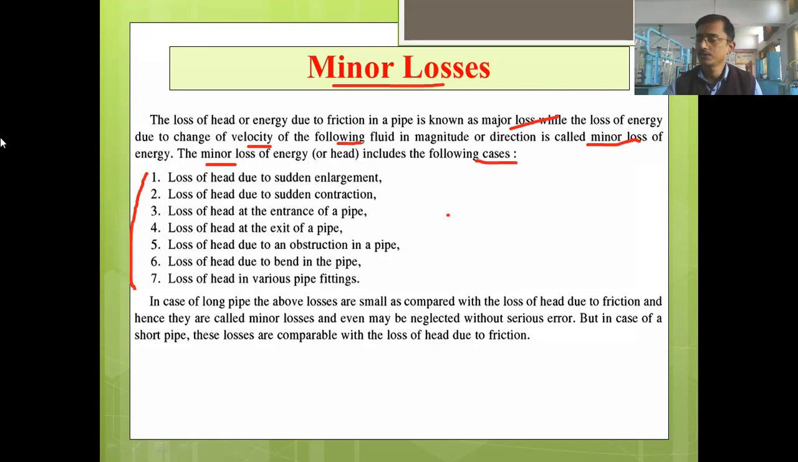What are that various minor losses? First one is the head loss due to sudden enlargement. Head loss due to sudden enlargement, it is also called as this head loss due to sudden expansion. Okay. Second one is the head loss due to sudden contraction. Head loss at the entrance of the pipe, head loss at the exit of the pipe, loss of head due to the obstruction in the pipe, loss of head due to the bend in the pipe, and loss of head due to the various pipe fittings. These are the various types of losses that we are going to see in details one by one.